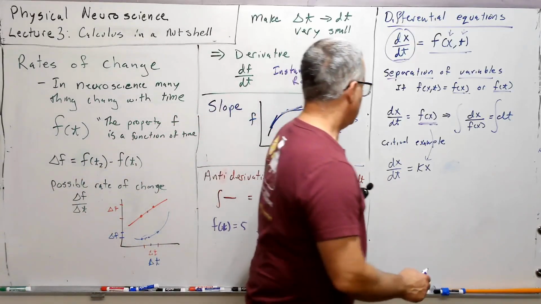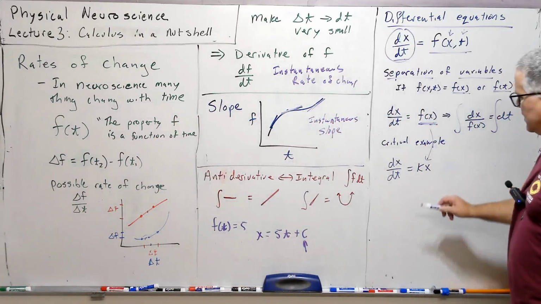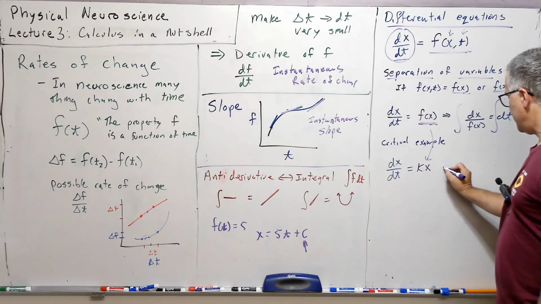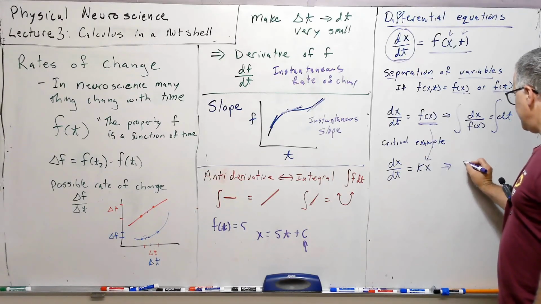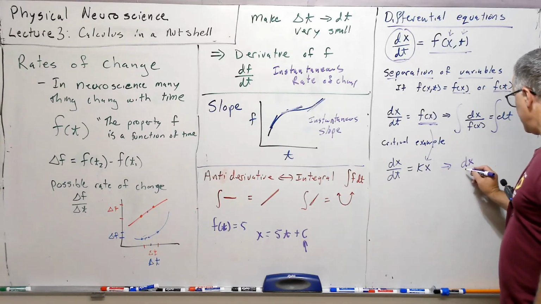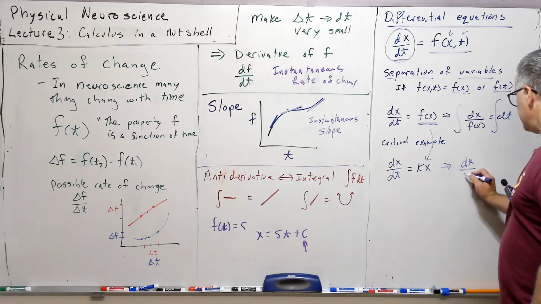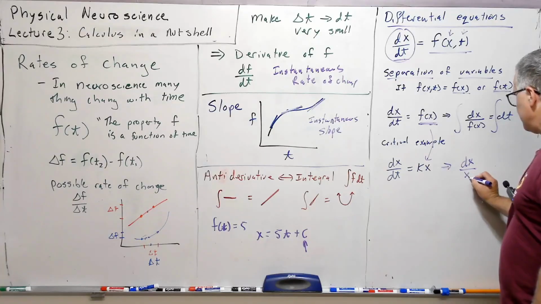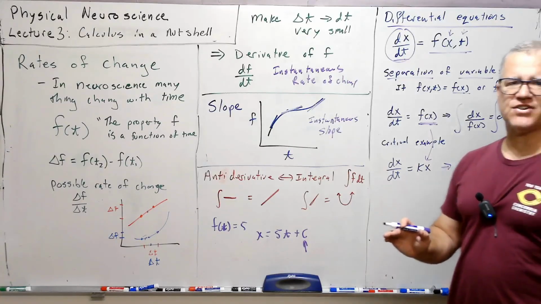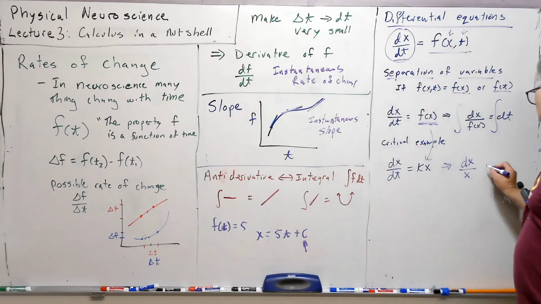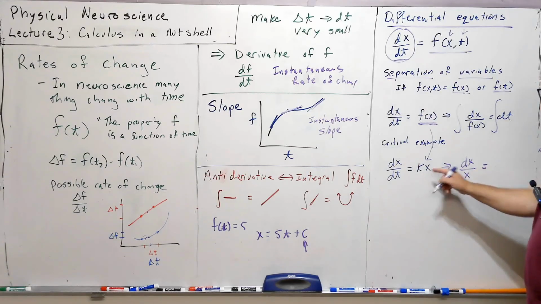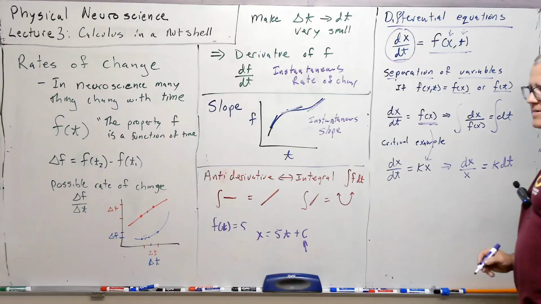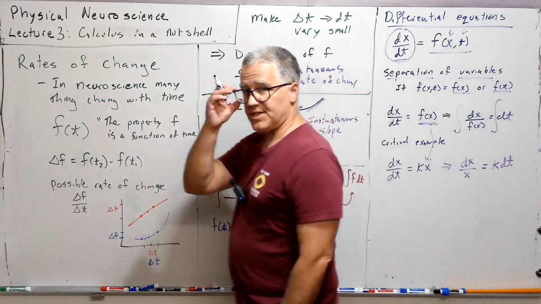Okay? Now, let's do this separation of variable techniques. We realize it's of this form. So this is going to become dx over x. I'm just going to take the x itself. This is just kind of a trick of the trade. You could take the k with you, but I'm going to leave that behind because it's just a constant. And that's going to be k dt. Okay, so we've got this.